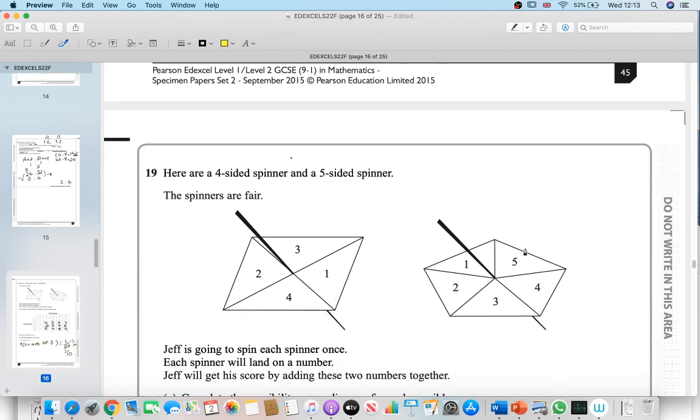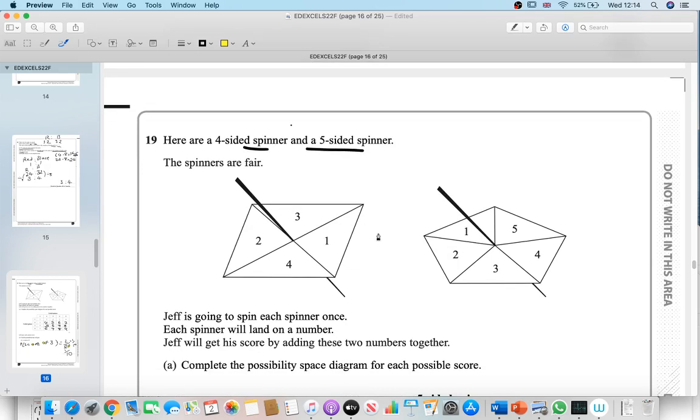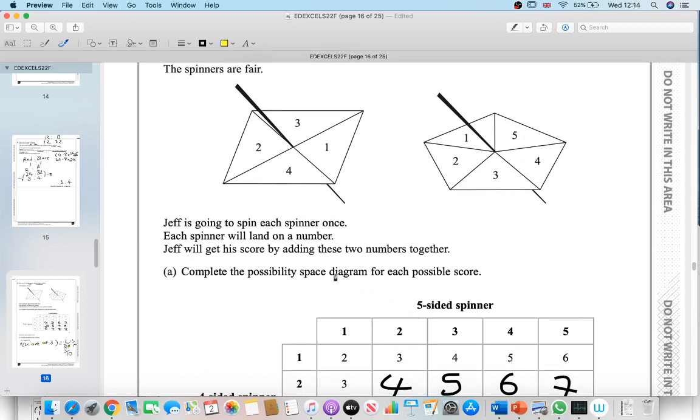We're nearly there, guys. A couple more questions to go. Here is a 4-sided spinner and a 5-sided spinner. The spinners are fair. Jeff is going to spin each one once. Each spinner will land on a number. Jeff will get his score by adding those numbers together. Complete this possibility space diagram.